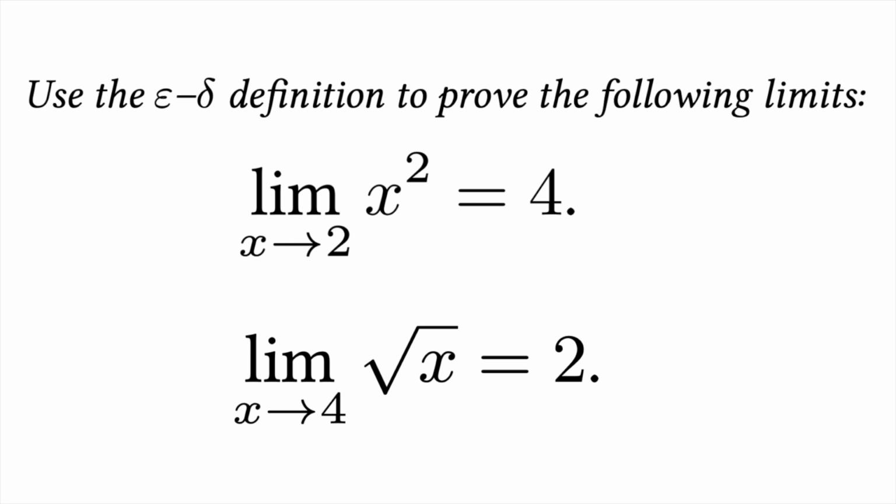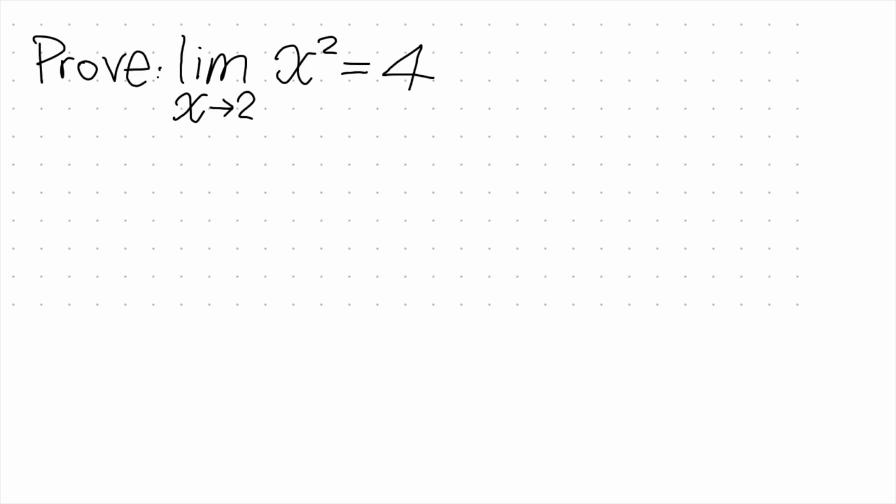Now we are ready to use the epsilon-delta definition to prove the following limits. Before I prove these limits, I'd like to comment that the epsilon-delta definition is more used in proving general theorems involving limits. Rarely is it used for proving the limit of a specific function. The point of exercises in this video is to demonstrate the epsilon-delta definition of limit. Let's first prove the limit of x squared as x goes to 2 is 4.